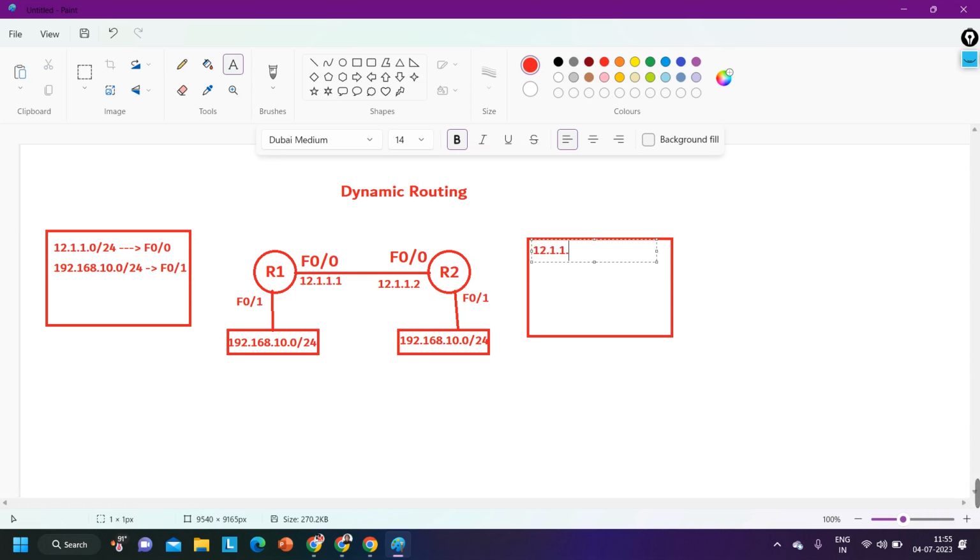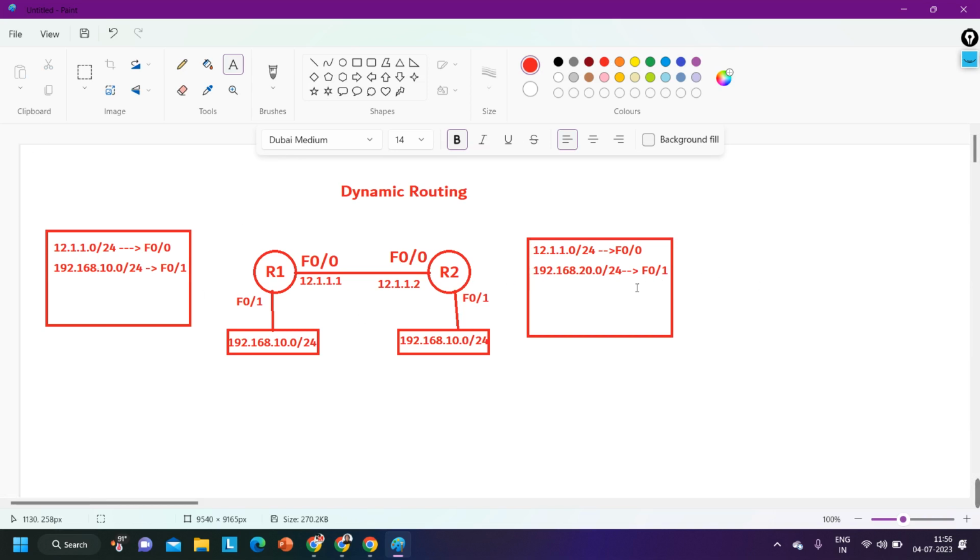And the routing table of router 2 will also have two entries: 12.1.1.0/24 connected on F0/0, and there will be one more entry, 192.168.20.0/24, directly connected on F0/1. So both routers have directly connected networks.